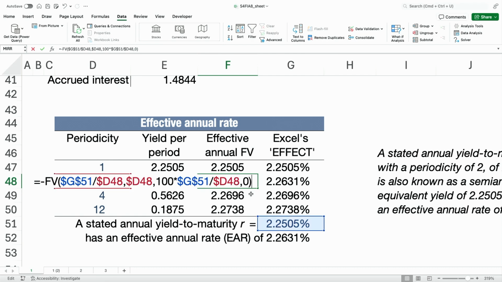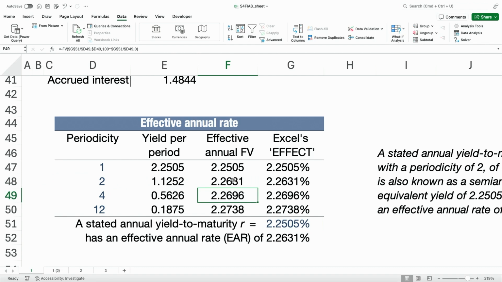Using Excel's future value formula in cell F48 and the effect formula in cell G48. The latter is basically the equation at the top. The former explains what we're doing. We're compounding a yield after 1/2 period at the same rate. So, a semi-annual rate of return of 1.1252%, 2 times per year, generates the same return of a 2.2630 rate of return, 1 time per year. This is the effective annual rate, which has a periodicity of 1.